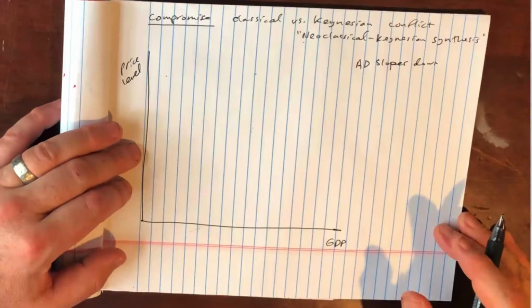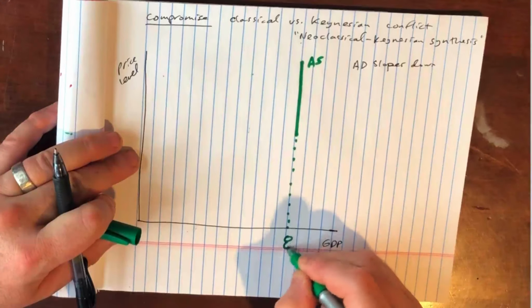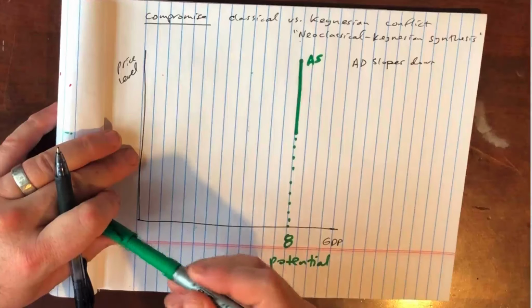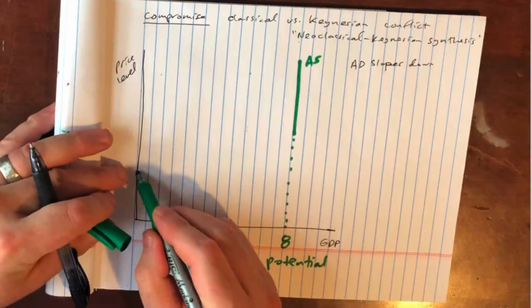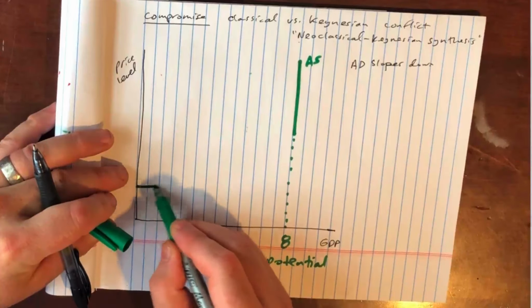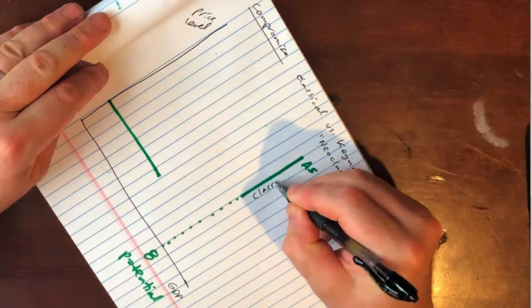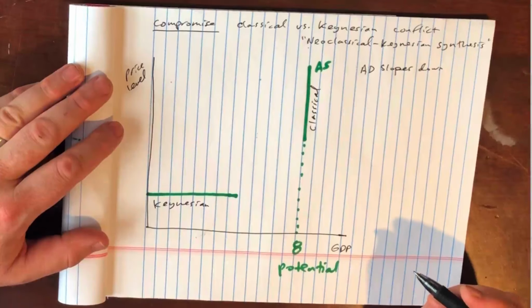Okay, the classical theory emphasizes the vertical nature of aggregate supply. Okay, that aggregate supply is vertical and it's centered on a potential level of GDP. All right, at 8. The Keynesians are focused on a flat section of the aggregate supply curve. Right, that's their argument. Okay, so let's just label this. Say here's the classical position up here, and here's the Keynesian position down here. All right.